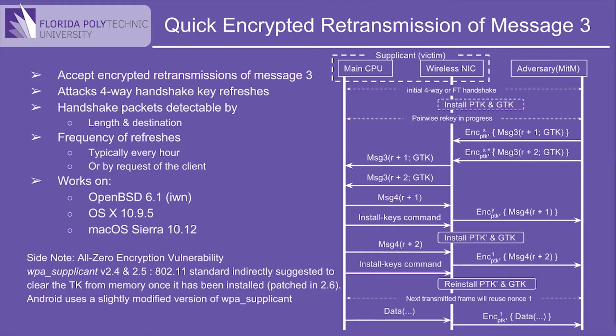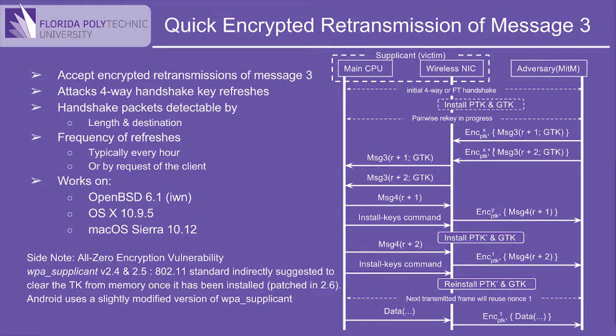The third type of attack on the four-way handshake is similar to the second attack, but will work on some implementations that only accept encrypted retransmissions. It should be noted that this attack also works for the implementations vulnerable to the second attack. This attack exploits the same race condition used by the previous attack, but targets key refreshes, instead of when the key was first exchanged, which typically occurs every hour or by request of the client.